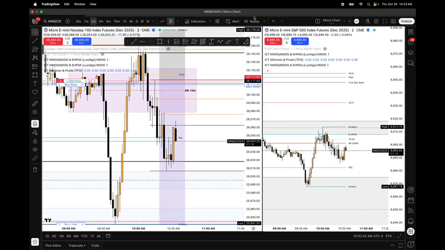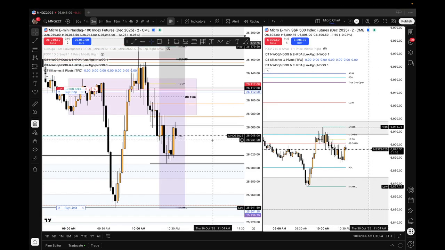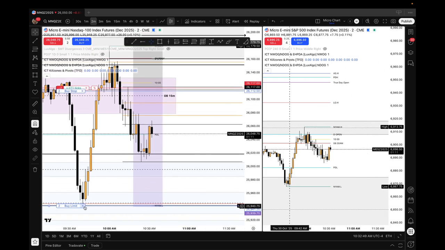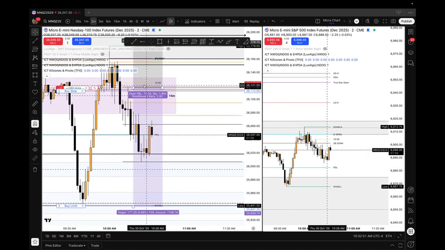I'll update you guys. All right, everybody, I'm back. So we've been in this trade for a while. It is now 10:32. Price tapping into OTE of this range from this low to this high.